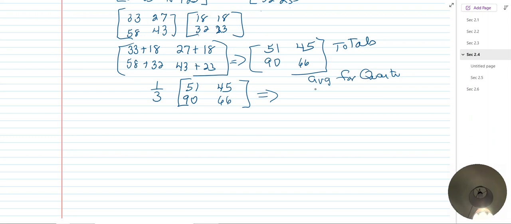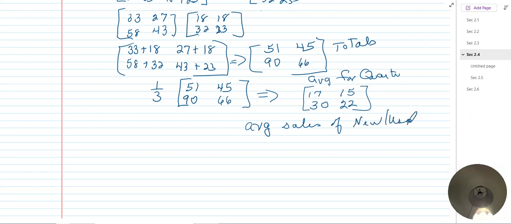All right, so now the average for the quarter is going to be 1/3 of 51 is 17. 1/3 of 45 is 15. 1/3 of 90 is 30. And 1/3 of 66 is 22. All right, so this is the average sales of new and used cars and trucks for the first quarter of the year.